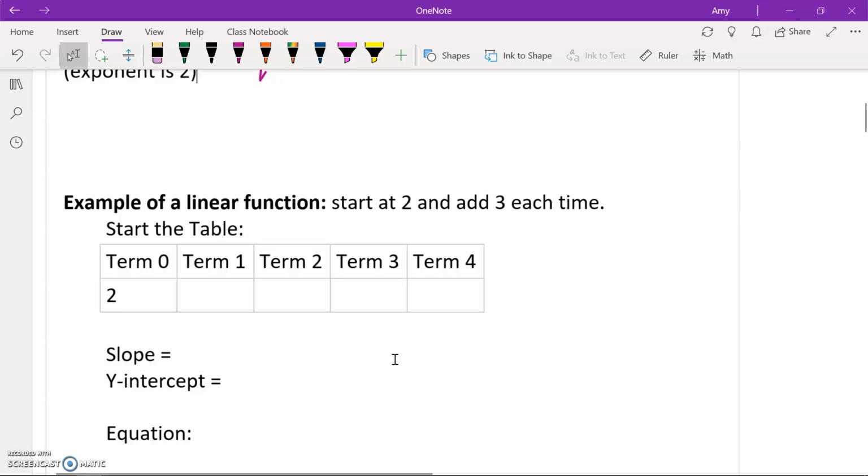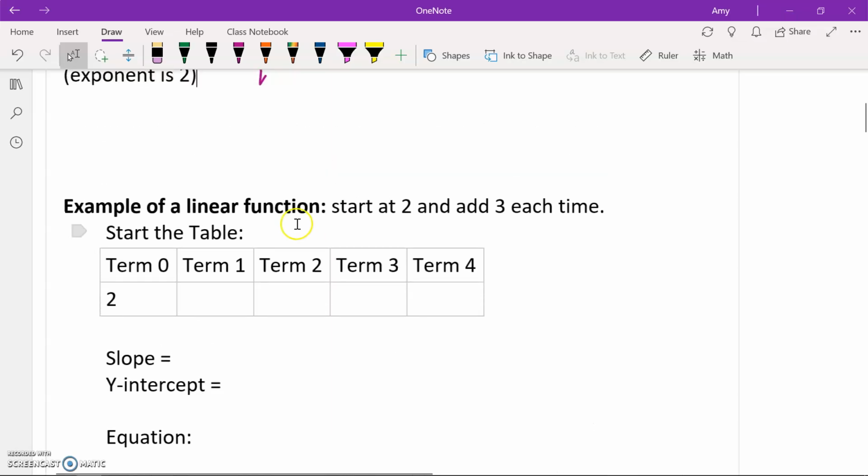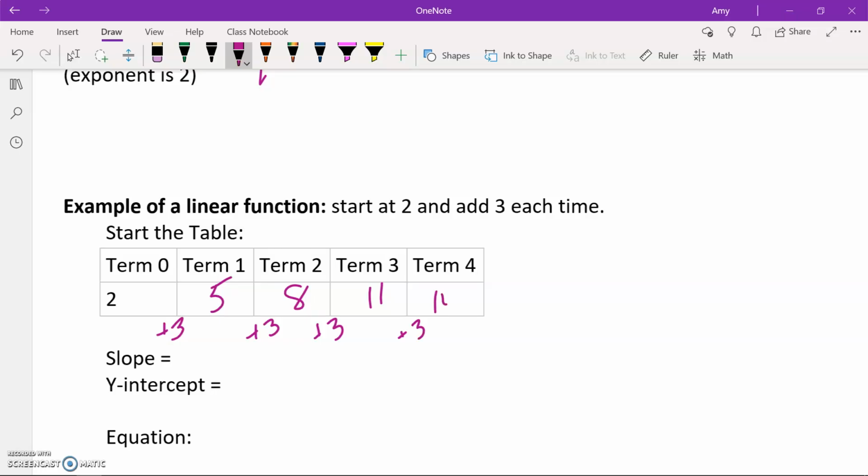Now, let's think about how we get a linear function. An example of a linear function would be to start at 2 and add 3 each time. So if I start at 2 and then I add 3, 2 plus 3 would give me 5. 5 plus 3 would give me 8. 8 plus 3 would give me 11, and 11 plus 3 would give me 14.